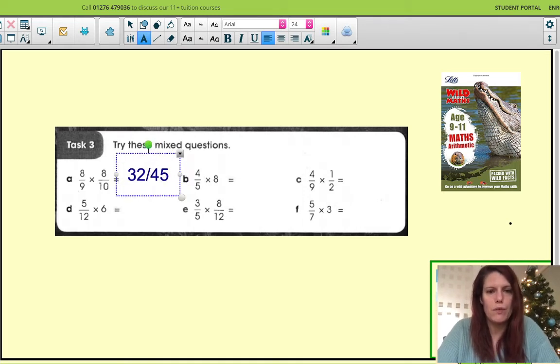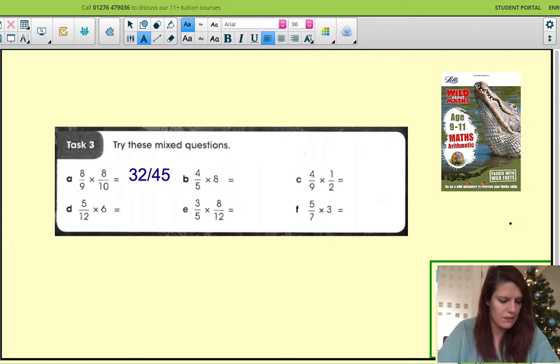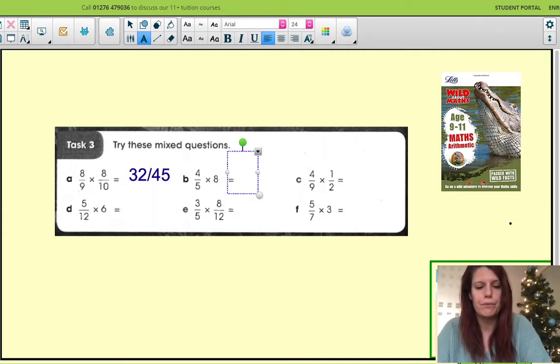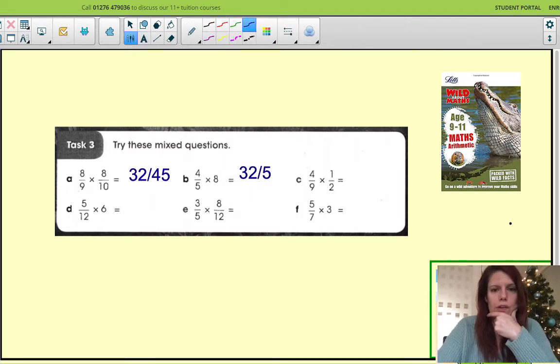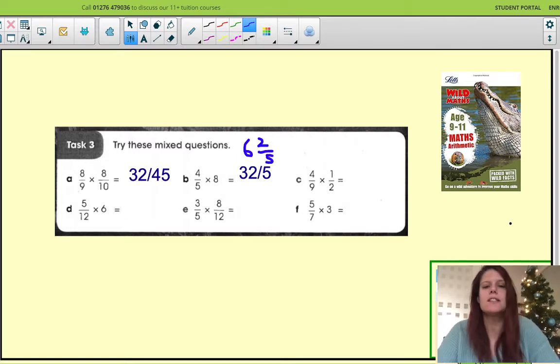B, you have 4 fifths times 8. This gives us 32 fifths, or 6 and 2 fifths. I'll write it up here, that's better. Hopefully you can see the difference between the mixed numbers and improper fractions.